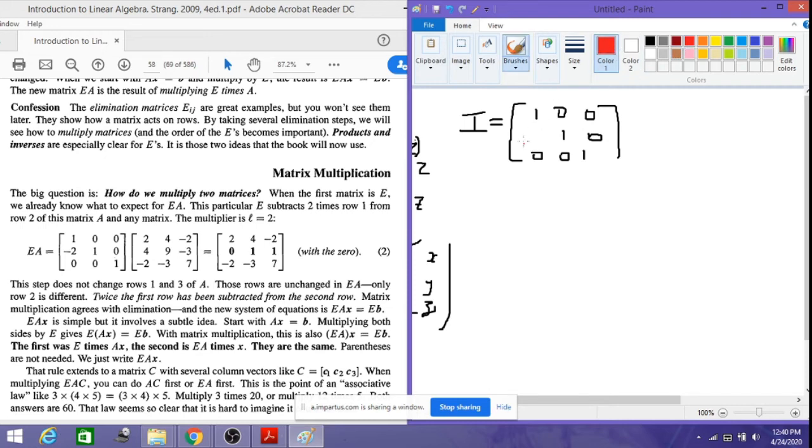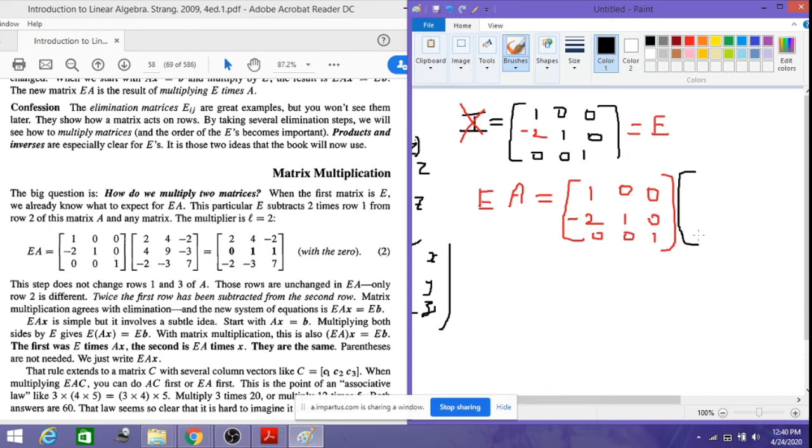So now that multiplier is nothing but minus 2. It is no more an identity matrix, it has become your elimination matrix. So now let us do E into A and see what we get. This is my elimination matrix: 1, 0, 0, then minus 2, 1, 0, then 0, 0, 1.